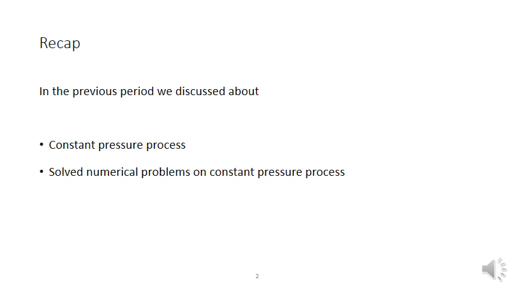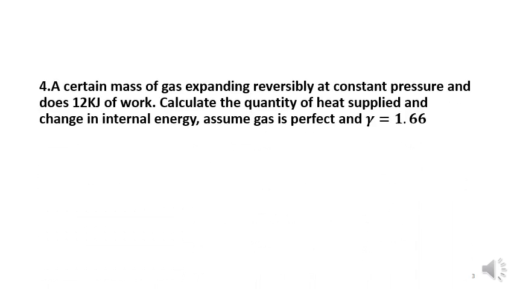So today's topic is the isothermal process. Before going to that process, we will discuss one example problem. Last class we discussed three problems, here is one more problem. A certain mass of gas expanding reversibly at constant pressure does 12 kilojoules of work. Calculate the quantity of heat supplied and the change in internal energy. Assume the gas is perfect and the gamma value is 1.66.